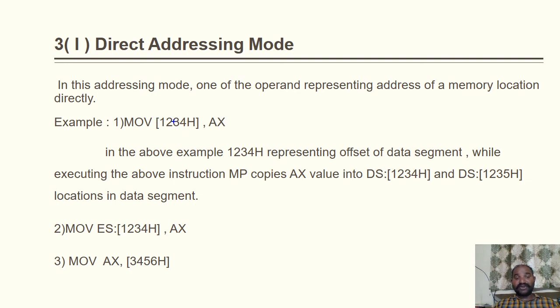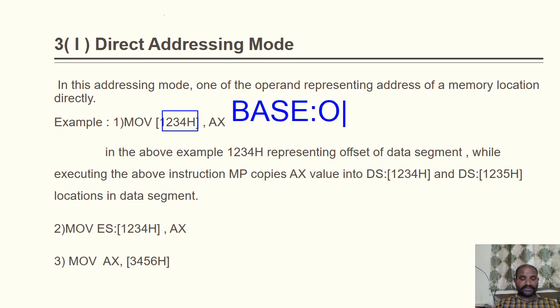So if any 16-bit numerical value is written within the square brackets, that value represents the offset address. Now the question comes: this offset address belongs to which segment? We are having 4 segments. We know one rule: the 20-bit physical address is written as base address colon offset address. But here we are having only the offset address, and we are not having the base address.